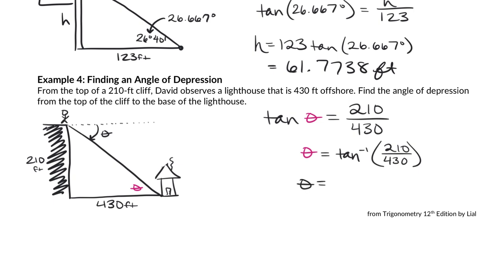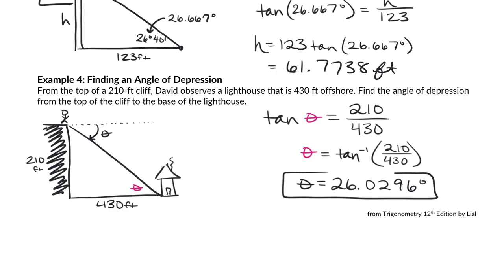So we have that the angle of depression that this guy, David, is observing the lighthouse at is 26.0296 degrees. I have an inkling that at some point your homework is going to ask you for your answer not in decimal degrees. Be prepared to convert it back to degrees, minutes, seconds. Look in your notes. I think section 1.1 has the conversions between degrees, minutes, seconds, and decimal degrees.